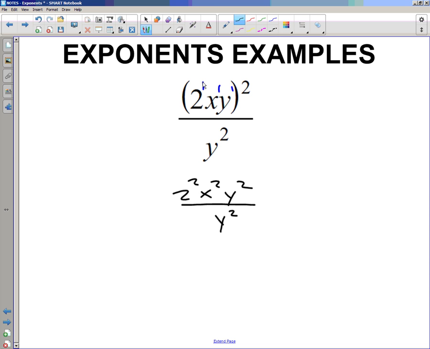All right, no more parentheses. I'd probably be looking to cancel. I do see a y squared and a y squared. And since those match up perfectly, we can just go ahead and cancel those. So not a whole lot left going on here. We got 2 squared, which is 4, and we've got an x squared. Nothing else really to simplify there, so that's going to be it for us, 4x squared.